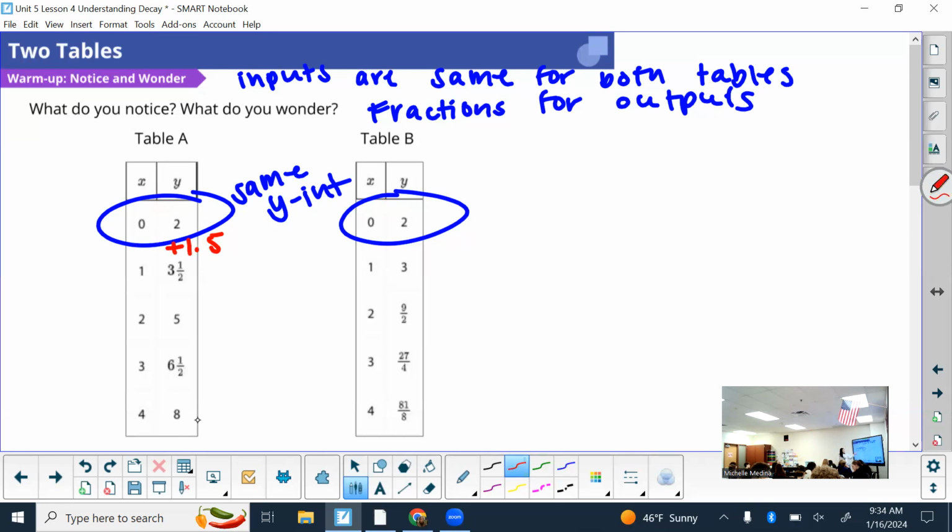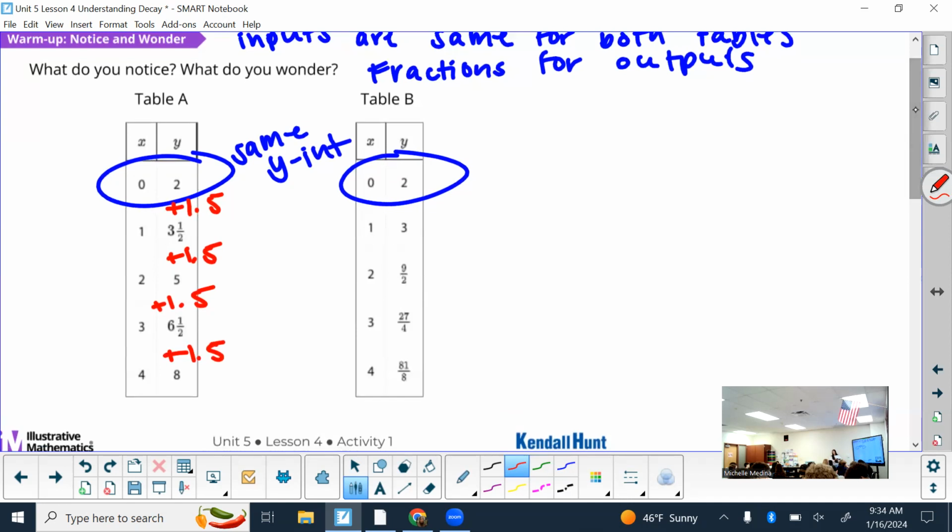So like, notice that. Could I also add 1.5 to 3.5 to get 5? Can I do 5 plus 1.5 to get 6.5? And 6.5 plus 1.5 to get 8? So that's a pattern. I'm adding the same amount each time to the y's to get the next y. When I have to add the same amount each time, what type of function is that? We've only learned a few of them, so. When I add or subtract the same amount each time, that follows what type of function?